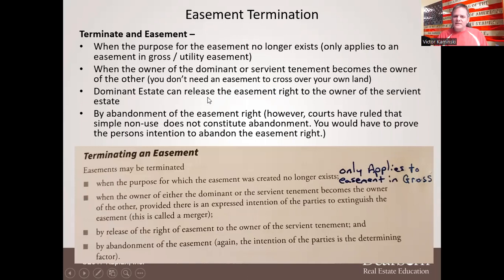The dominant estate can also release their easement right. They could give up their easement right to the servient estate whose land is being crossed over. Or by abandonment. But this one, take it with a grain of salt. It's hard to prove that somebody abandoned their property, even if they haven't been there for ages. Courts have determined that simple non-use does not constitute abandonment. You have to prove it was the person's intention to abandon the property and never come back or use it again.